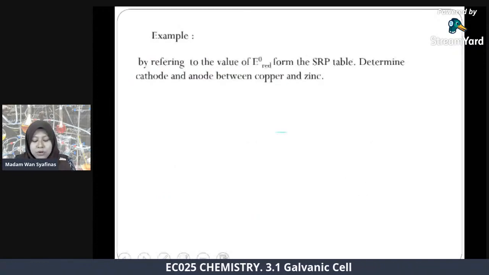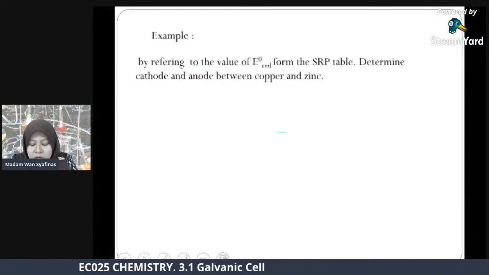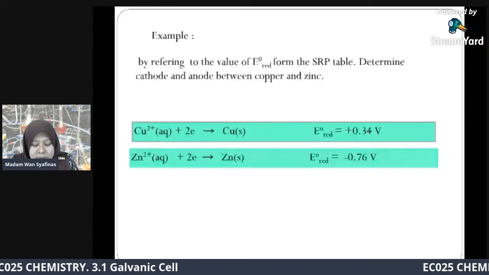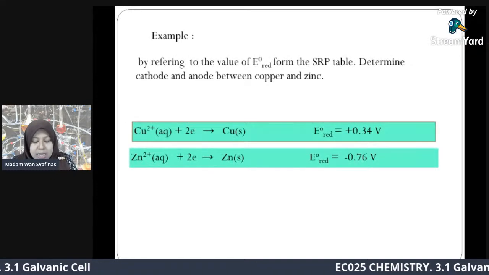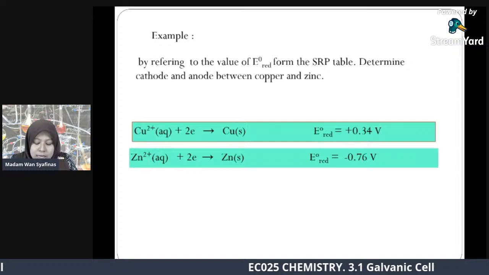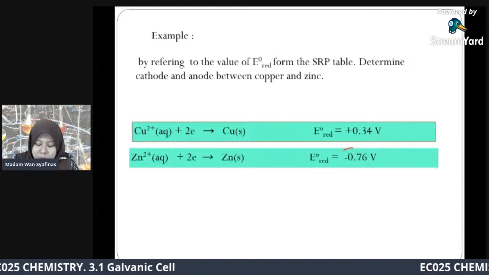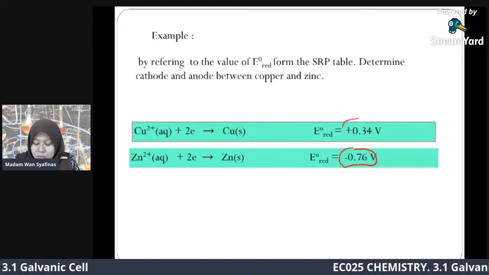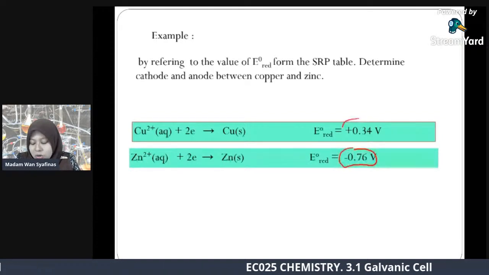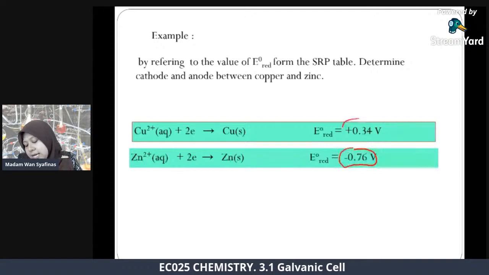Okay, for example, referring to the E0 reduction values from the SRP table, determine the cathode and anode. As we mentioned earlier, if we have copper and zinc, for zinc we have negative 0.76, for copper positive 0.34. So the more negative becomes the anode, and the more positive becomes the cathode.